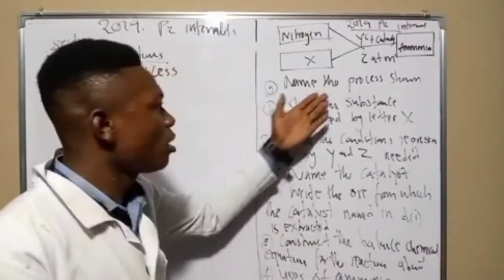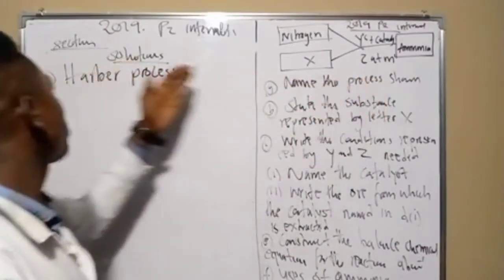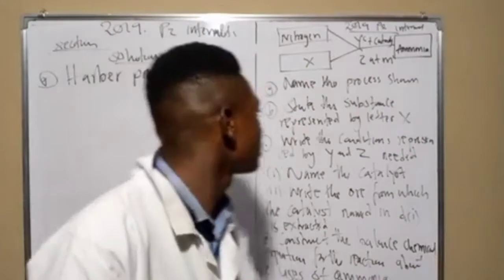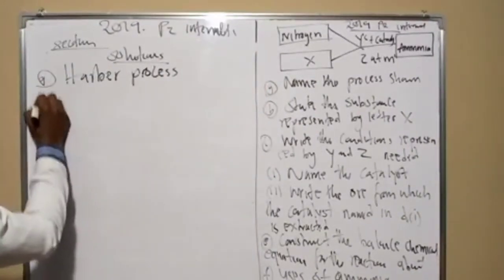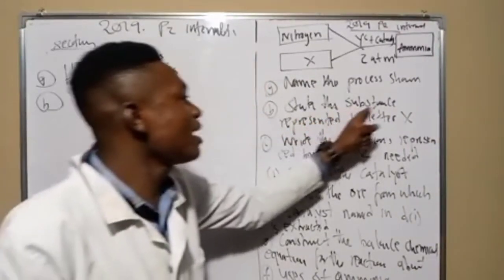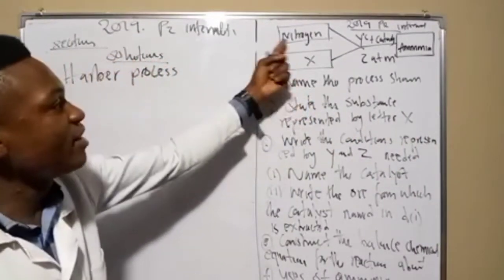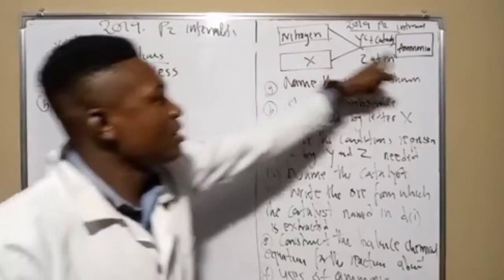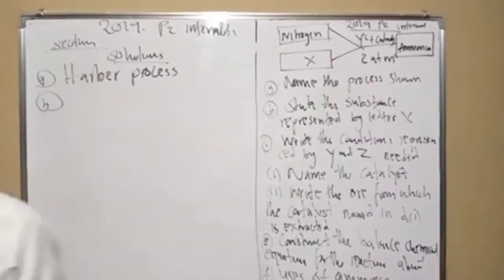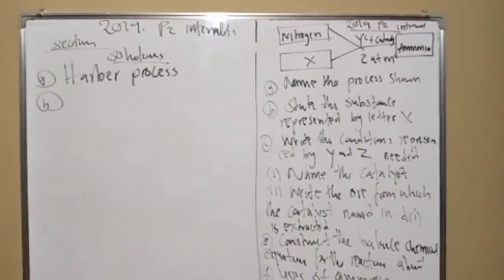Okay, so the process shown is called the Haber process. B. State the substance represented by letter X. This is nitrogen, this is X, this is ammonia. What is the substance represented by letter X? Because there's a reaction of nitrogen and hydrogen.